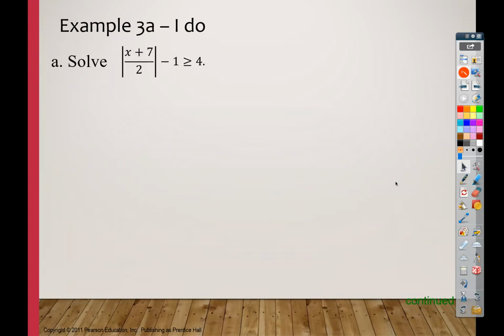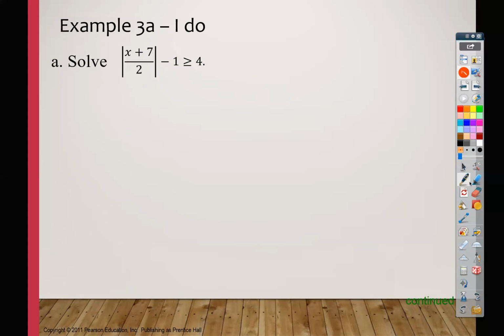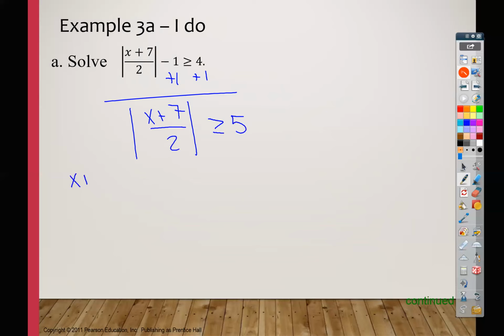Okay, number 3. All right, so same rules apply. We just have a fraction. It's okay. So I'm going to isolate the absolute value by adding the 1. So I get greater than or equal to 5. Now I have to set it up both ways. So I have x plus 7/2 is greater than or equal to 5, or x plus 7/2 is less than or equal to -5.